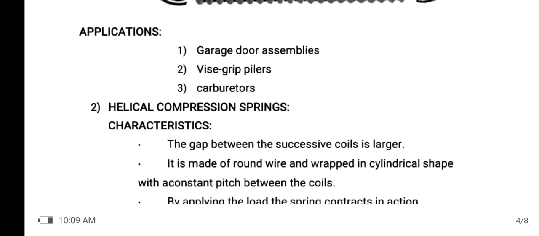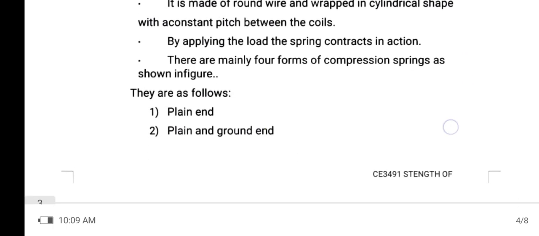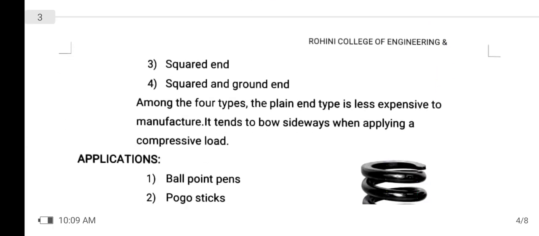Next, applications: the carriage door assemblies, second, vice grip pliers, and third, carburetors. Then the helical compression spring characteristics: the gap between the successive coils is larger. It is made of round wire and is generally cylindrical in shape. The ends are of the following types: plain end, ground end, square end, and square and ground end.